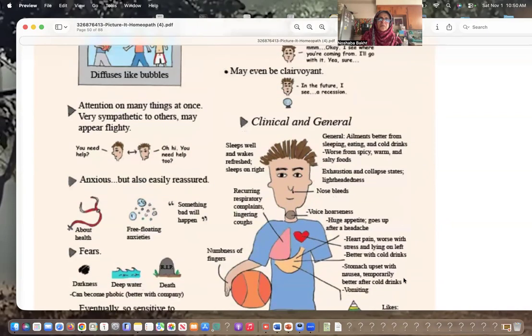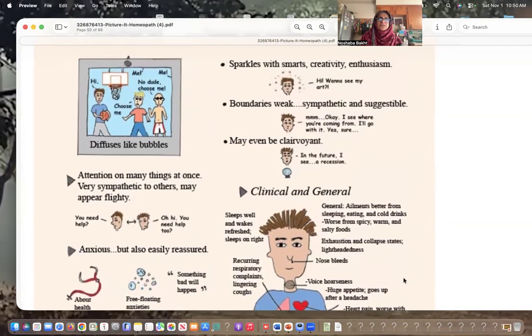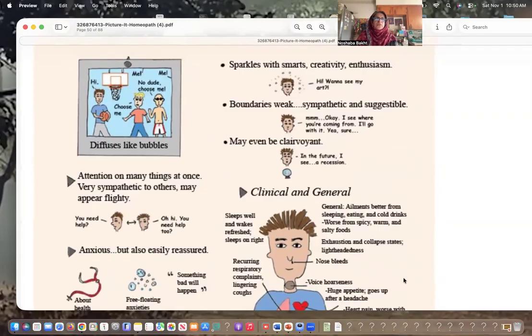I'm going to send you both of these snapshots, and I'll see if I can send you this book, Picture It Homeopathy, a very useful book. I'll send you the pictures of these. So anyone has any questions?